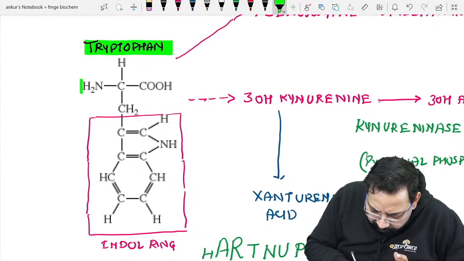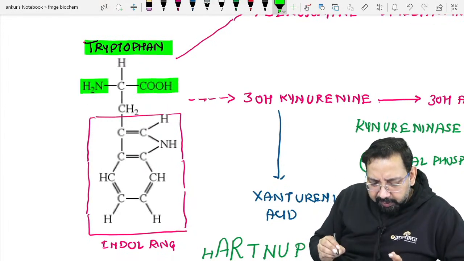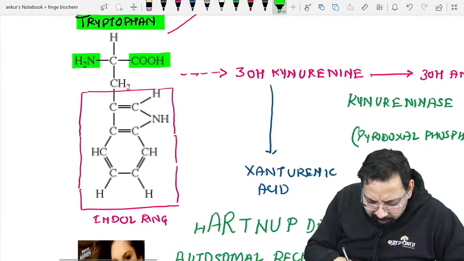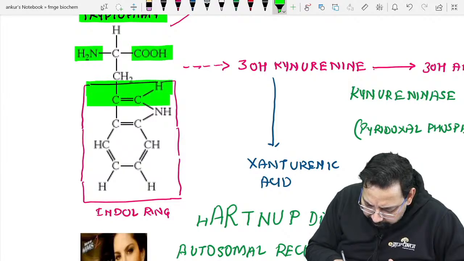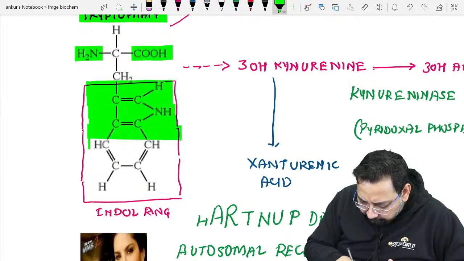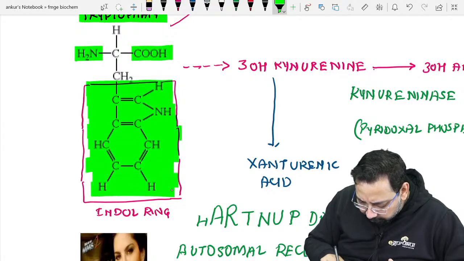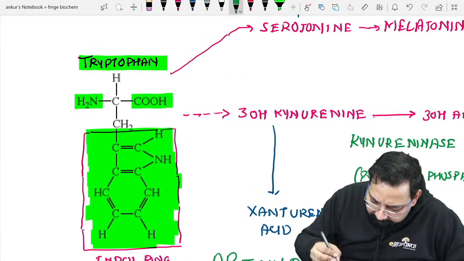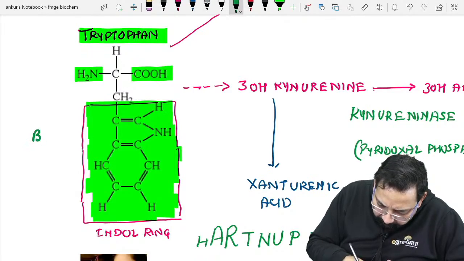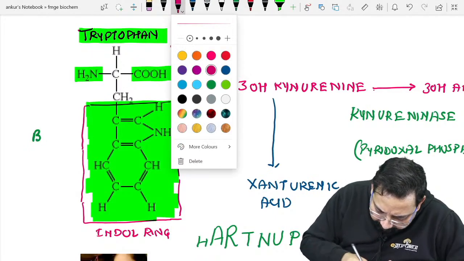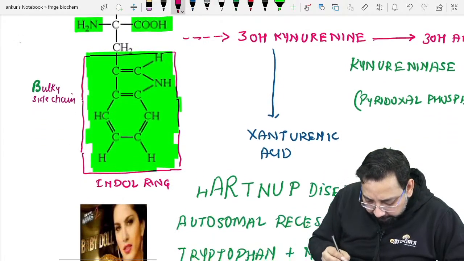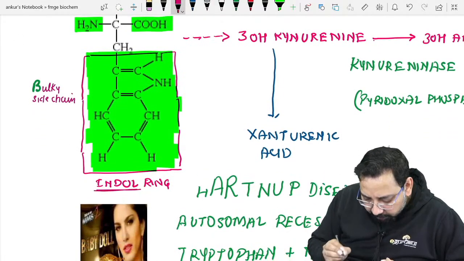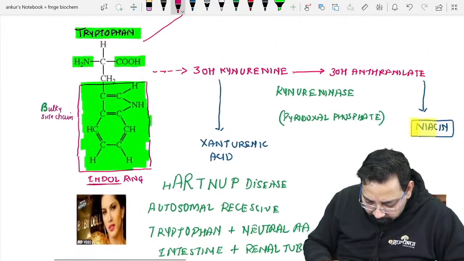Tryptophan is an amino acid, a little bit interesting. Tryptophan has this very bulky side chain, a very large side chain. This is called a bulky side chain. And this ring is called indole. This ring is the indole ring.